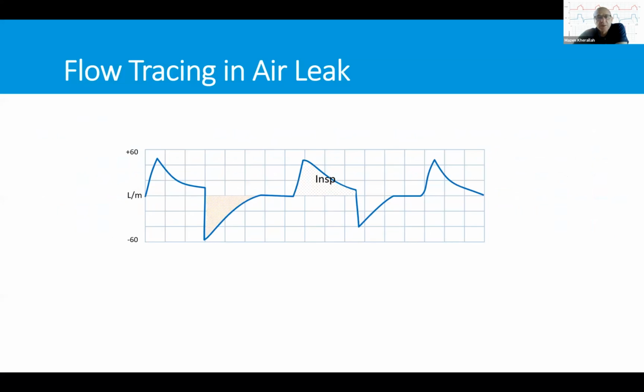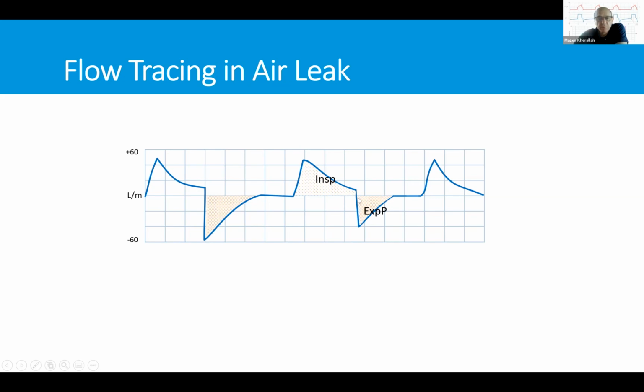You may also use the flow tracing to determine leak. But in order to determine leak, you need to take a look at the area under the curve. The area under the curve represents the volume that is inspired. And whatever you inspire, you need to expire. Now take a look at this one. You will see that the inspired volume visually is much more than the expired volume.